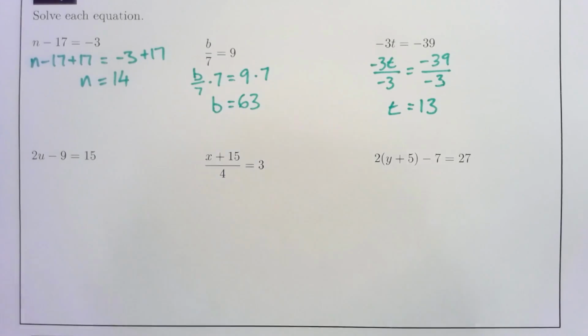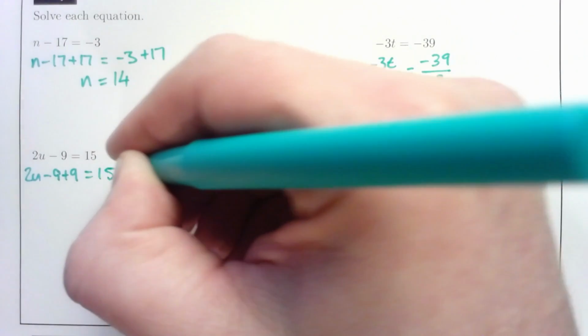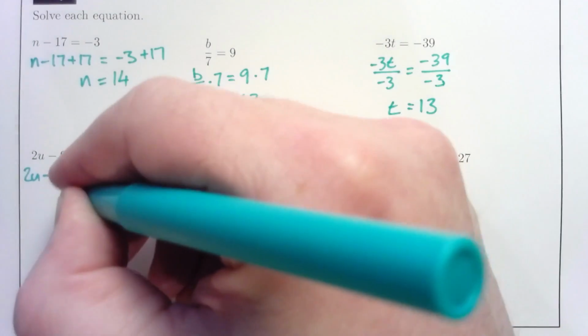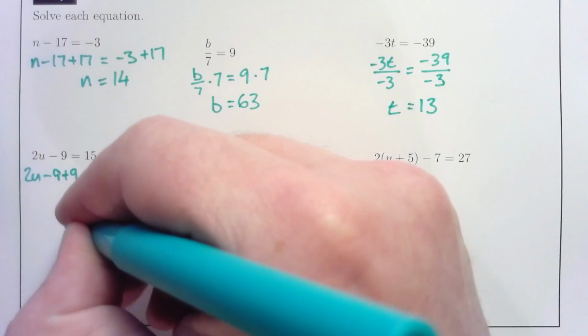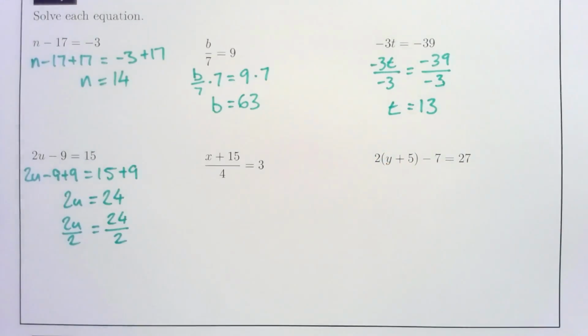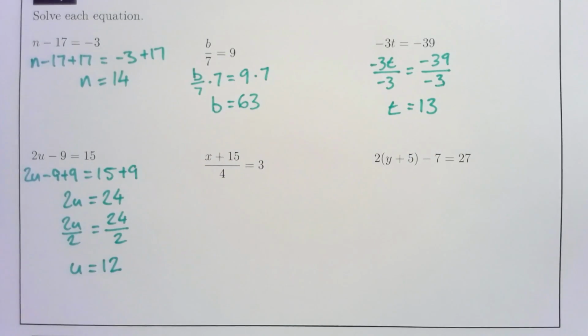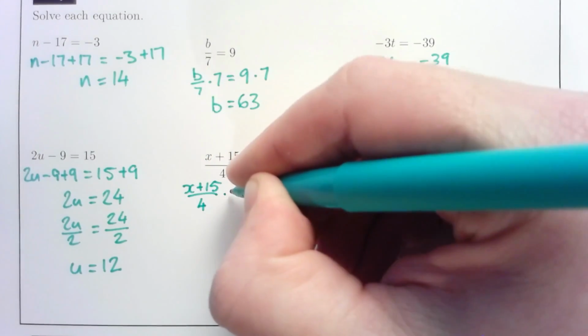2u take 9 equals 15. The last operation applied to the left-hand side was subtracting 9. So to remove it, we apply the inverse, which is adding 9, which leaves us with 2u equals 24. To find u, we can divide both sides by 2. Remember that 2 in front of the u is multiplying it, and we need to do the inverse. 24 divided by 2 is 12, and that's our solution. u equals 12.